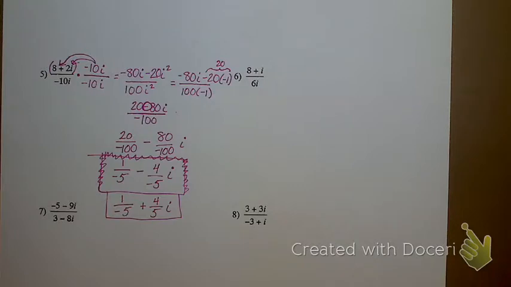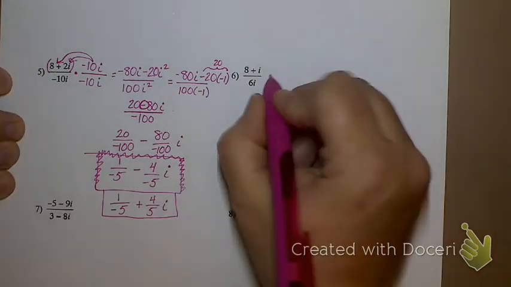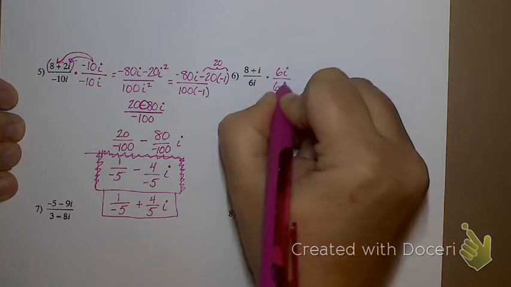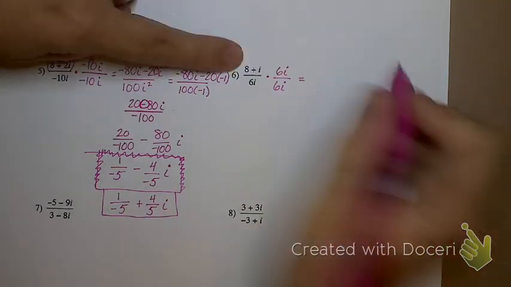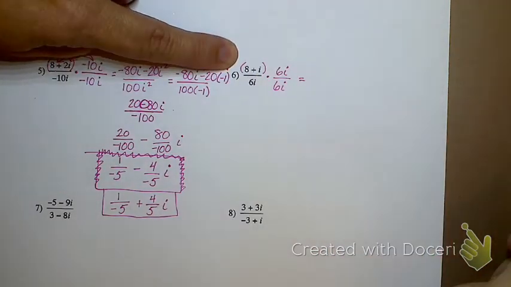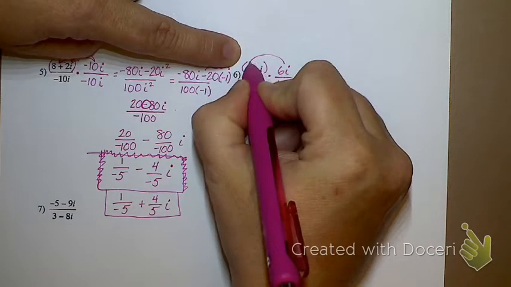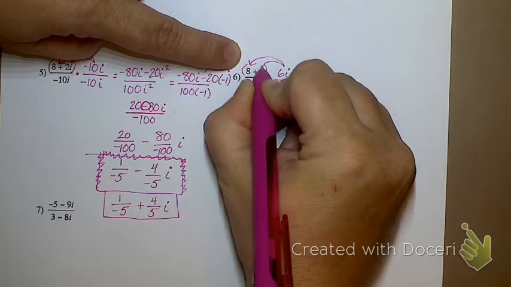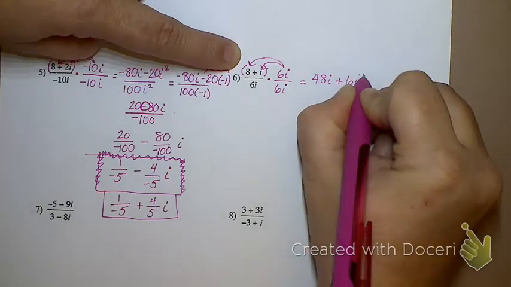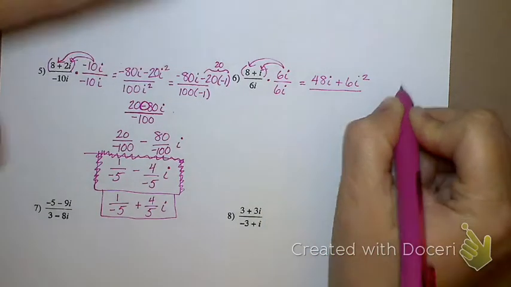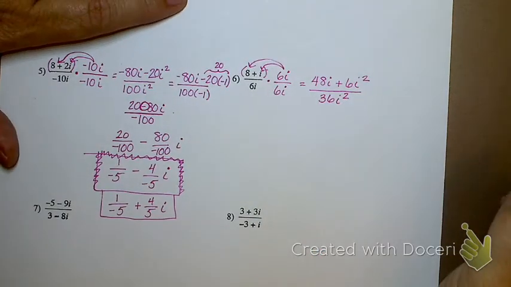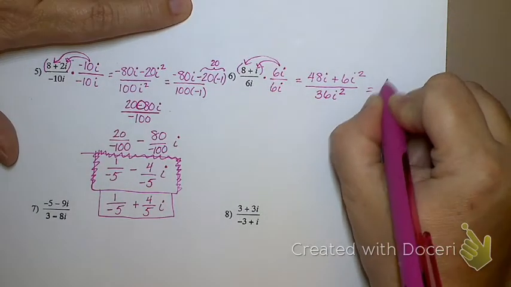Okay. Let's try number 6. What am I going to multiply by? 6i over 6i. So if I look at the top, I'm going to have to distribute, right? So 6i times 8 would be what? 48i. And 6i times i is 6i squared. On the bottom, I have 6i times 6i, which is 36i squared.